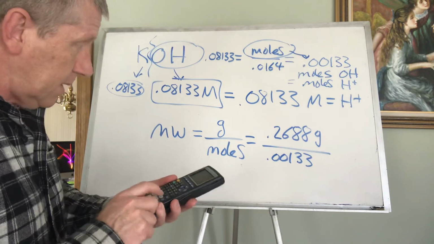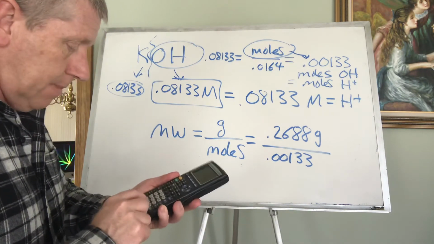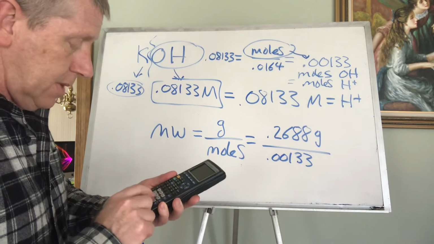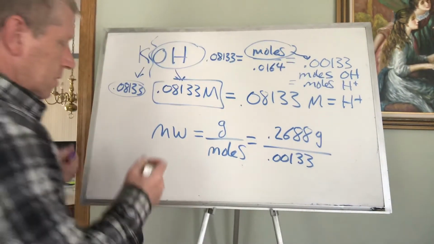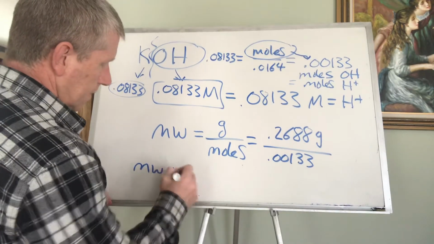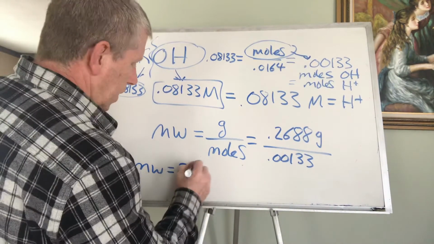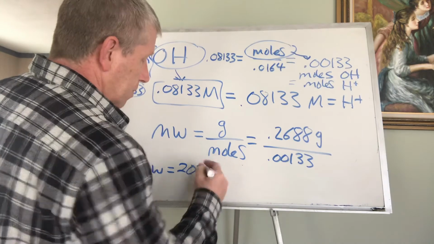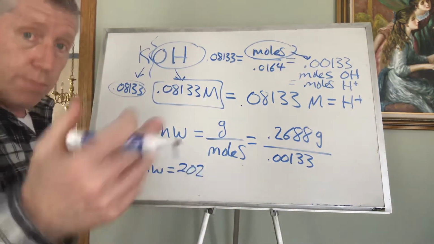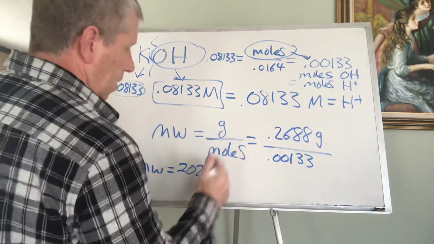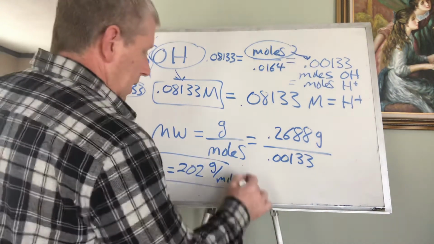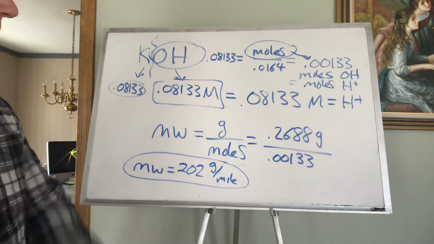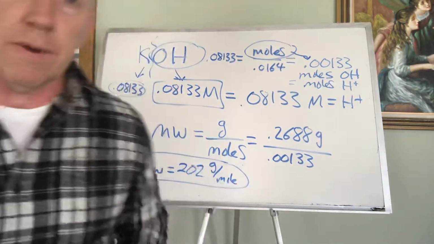So 0.2688 divided by 0.00133 equals 202. The molecular weight of this acid would be 202. And remember what your molar mass is: grams per mole. So this would be grams per mole. Grams per mole. And that is how we solve problem number 5.